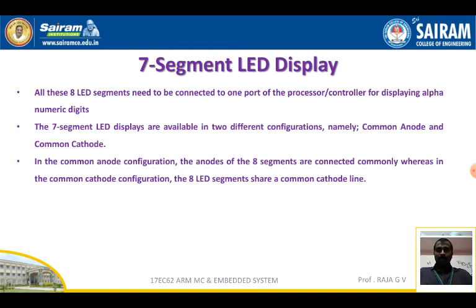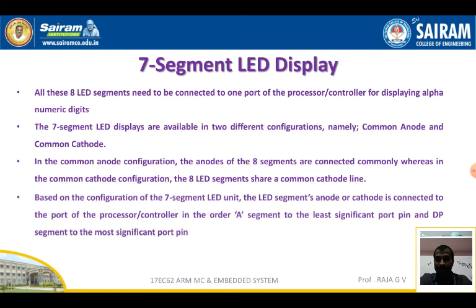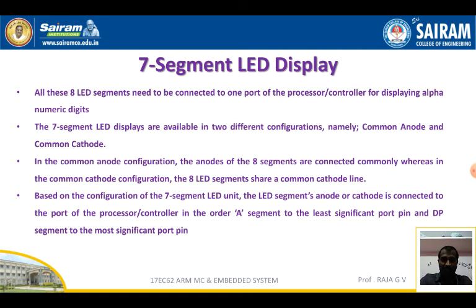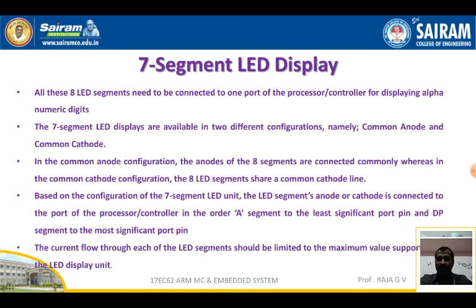In the common anode configuration, the anodes of the 8 segments are connected commonly, whereas in the common cathode connection, the 8 LED segments share the common cathode line. Based on the configuration of the 7-segment LED, the anode or cathode of the LED segments is connected to the port of the controller in the order: A segment to the least significant port pin and DP segment to the most significant port pin.